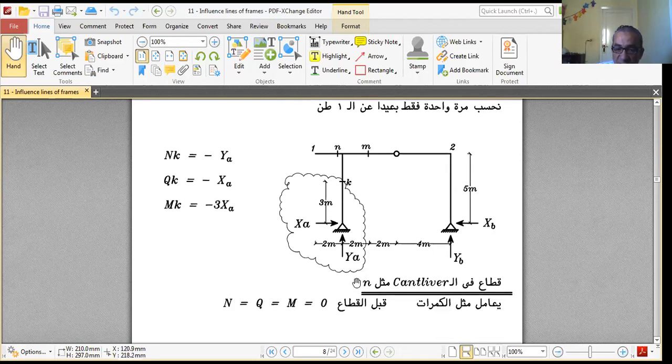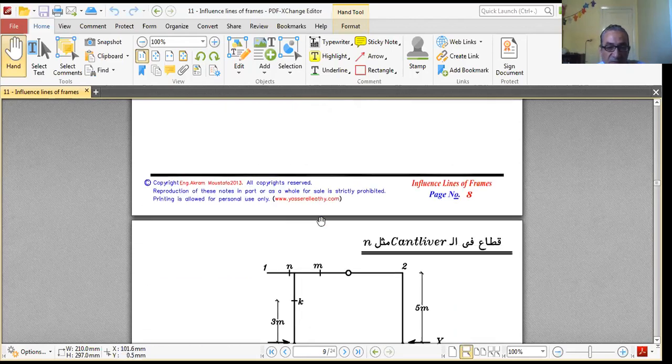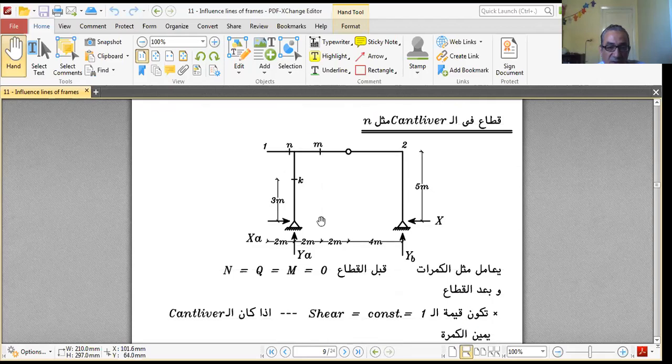And the cantilever, like section N, we deal with it like beams. When the load is beyond section N, then normal equals shear equals moment equals 0. For a section in the cantilever, we deal with it as beams. Before the section, the load equals normal, moment equals shear equals 0.